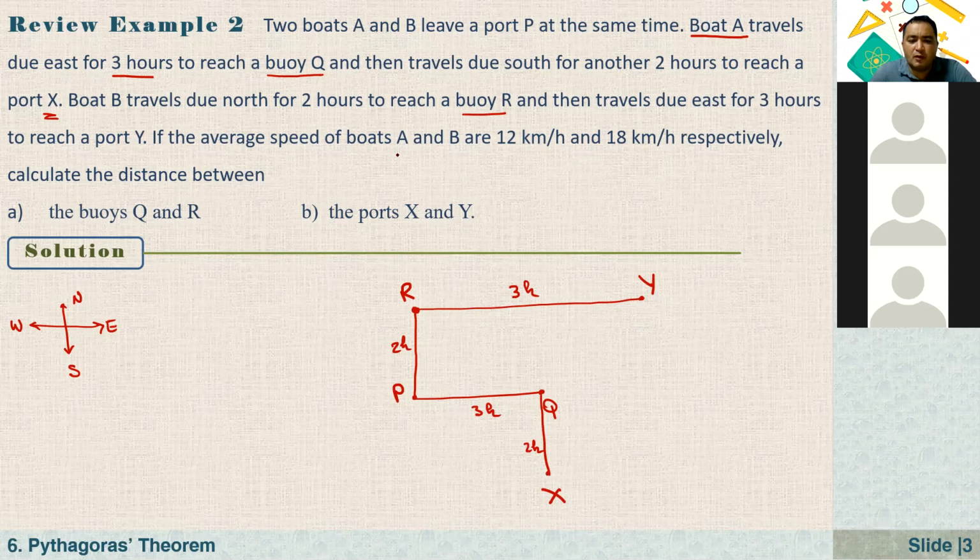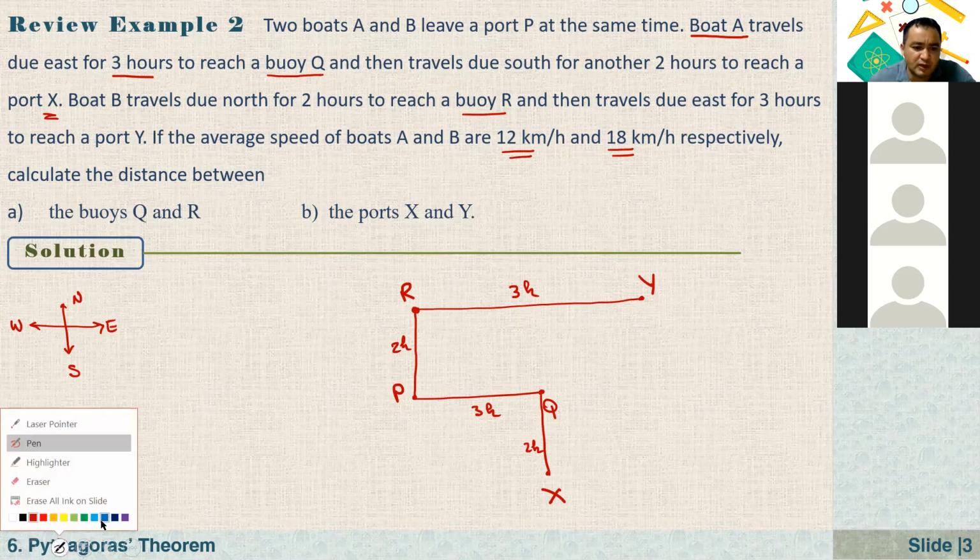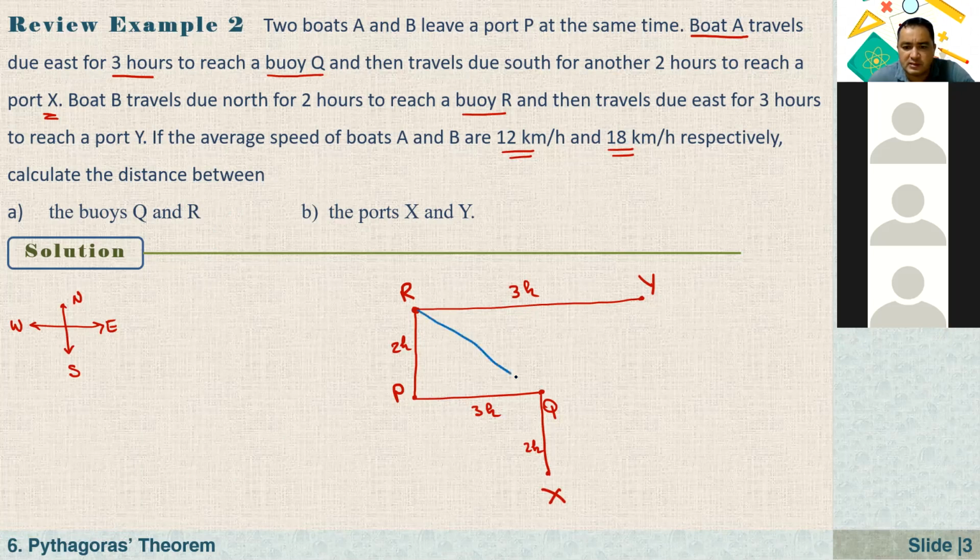If the average speeds of both A and B are 12 kilometers and 18 kilometers respectively per hour, calculate the distance between buoys Q and R. So number one, we should find the distance between Q and R. We are talking about this distance. Let's say that distance is D1. The second one is the ports X and Y. We should find this distance. Let's say this one is D2.